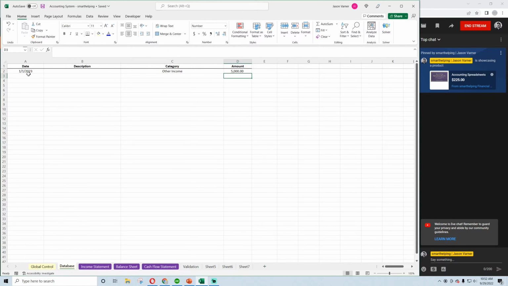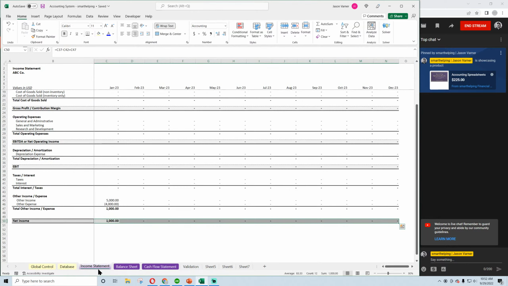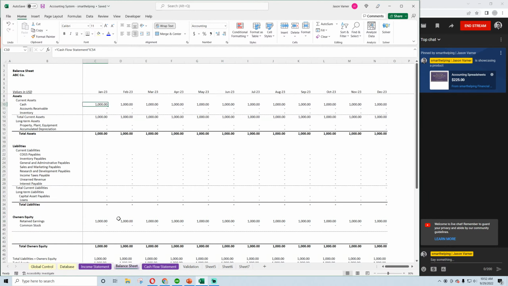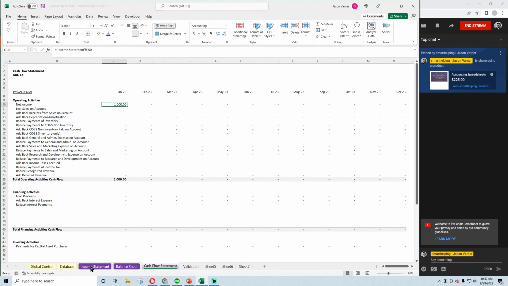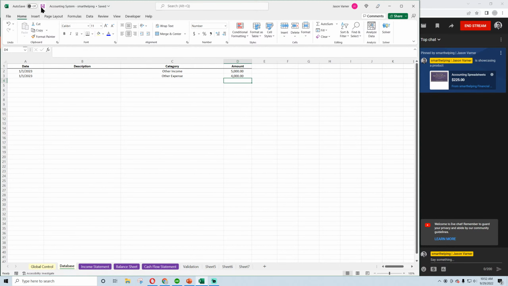Now let's put in the other entry just so we know it's working. So let's say in January we also have some other expense that's non-operating, but it should still hit the income statement. 1,000 there, 1,000 there. Okay, so that's kind of a catch-all because other income and other expenses could be all sorts of things. Insurance claims, for example, would be other income. Dividends received, interest revenue, all of that stuff just hits in other income.